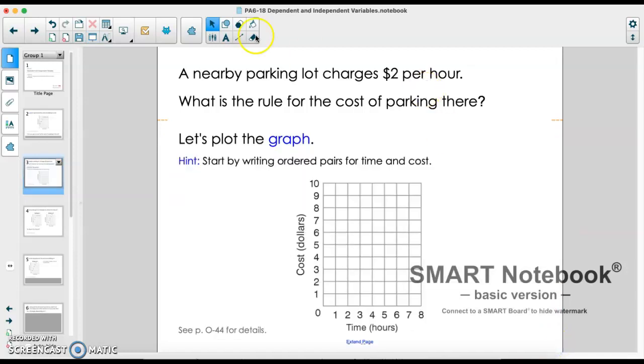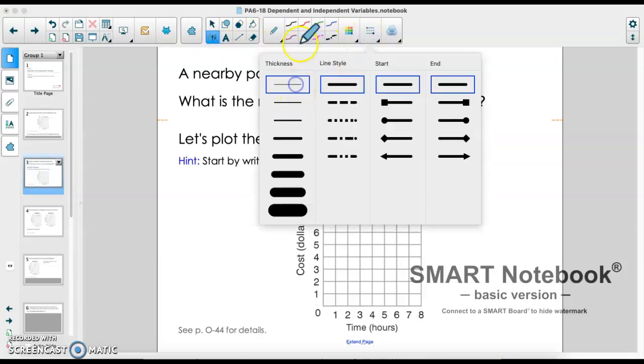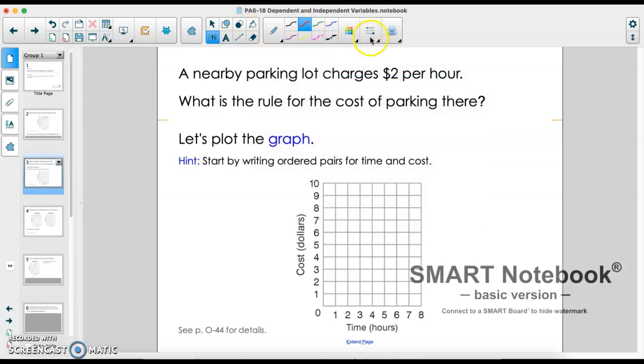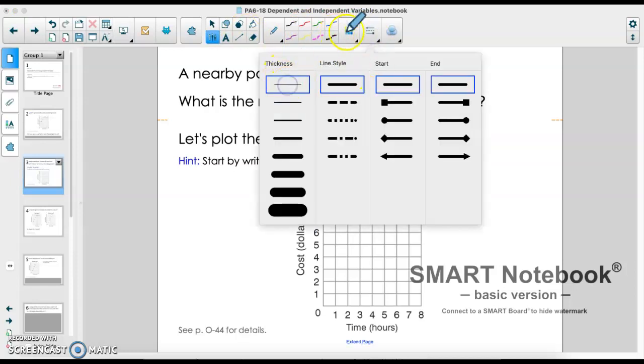I'm just going to do my little switch here and get a nice thin line going, because I appreciate a thin line. Make sure that's a thin line.